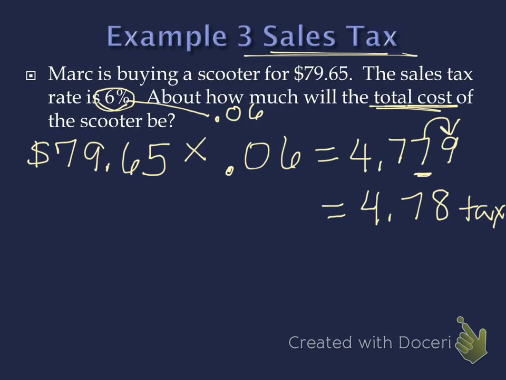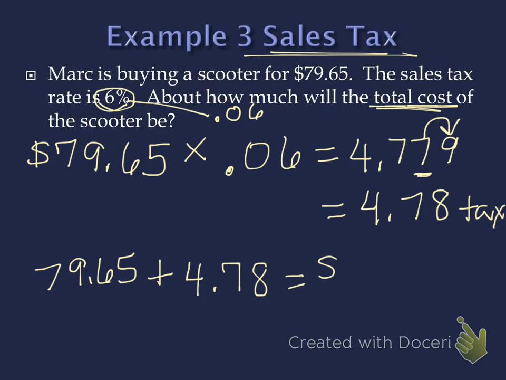So to get the total cost of the scooter, $79.65 is the original amount. We add to that $4.78, and the total cost of the scooter is $84.43. Thank you very much.